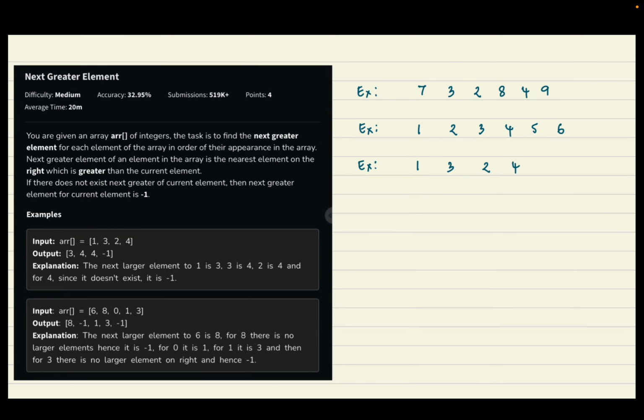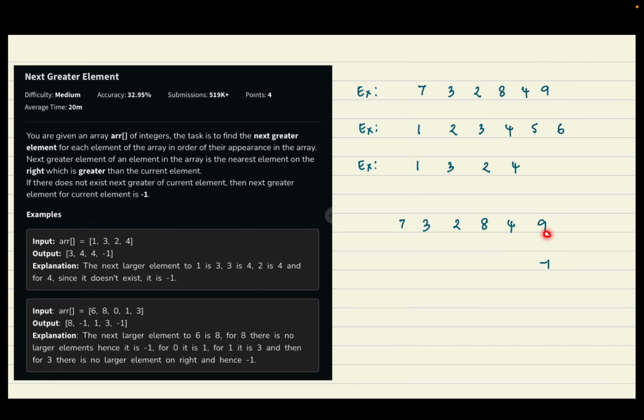By default there are no elements to the right of the last one, so the answer for the last will be minus 1. I'm just taking the first example to explain the intuition behind it. So the next greatest element for 9 is minus 1. This is done. Now when I'm looking at 4, 9 is the next greatest element. I have processed 9.